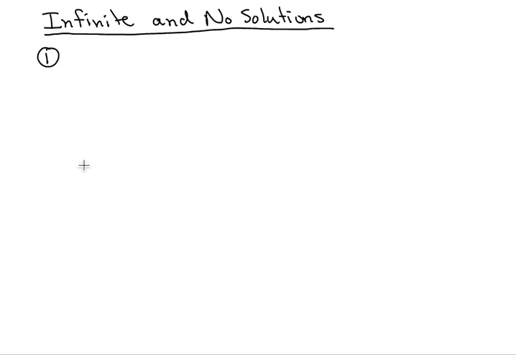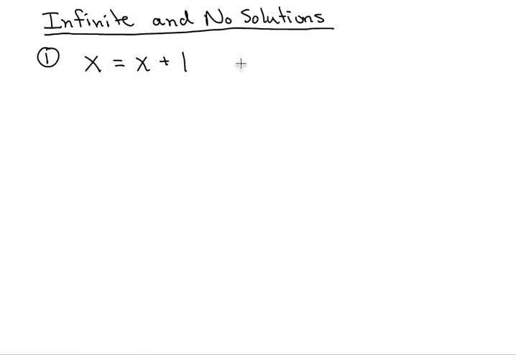Infinite and no solutions. Up until this point, we've always had solutions that had one answer. So we were able to solve for x and get x by itself on one side. That's still our goal, but something funny happens. In our first example, let's think about what could happen if we substitute a number in.